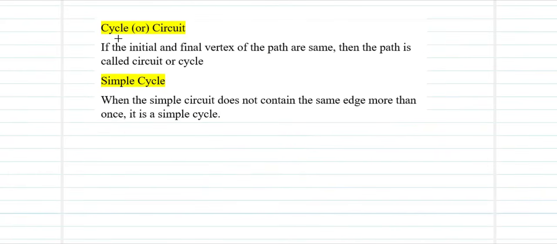Next one, what do you mean by a cycle or circuit? If the initial and final vertex of the path are the same, so you begin with V1, you go to V2, you go to V3, and you return back to V1. This is a walk where you start at a vertex and end at the same vertex. Then this path is referred to as a circuit or a cycle. And if there is no repetition of edges, then this circuit is referred to as a simple cycle or simple circuit.